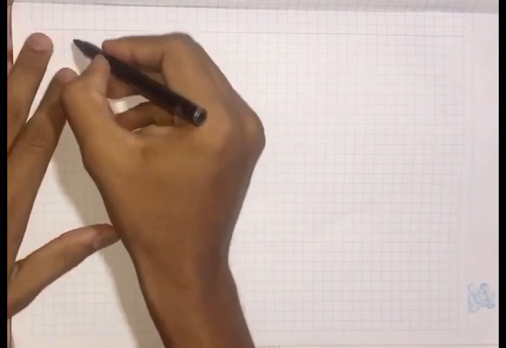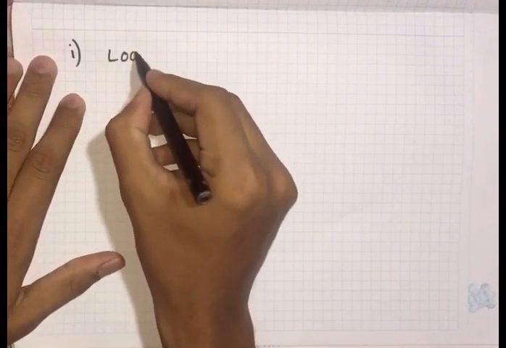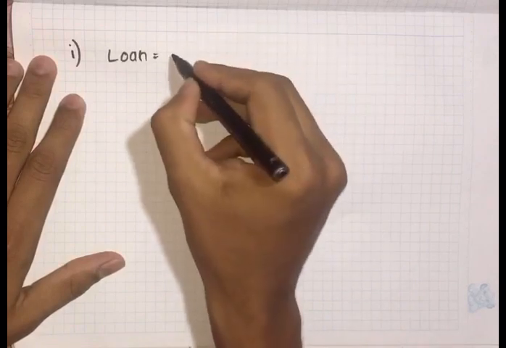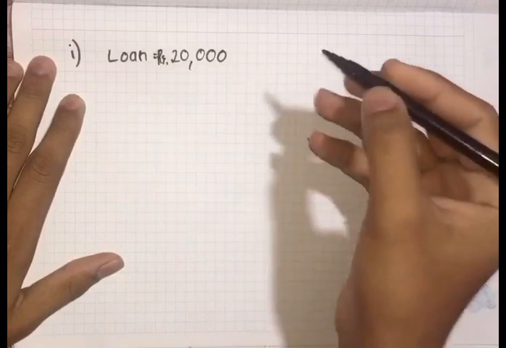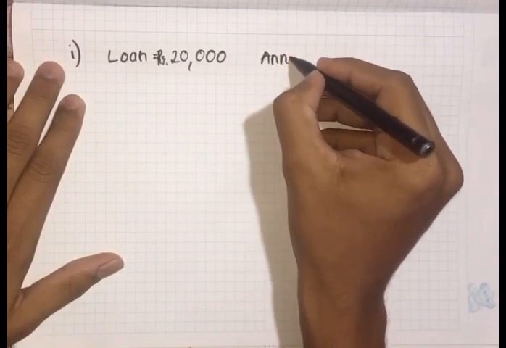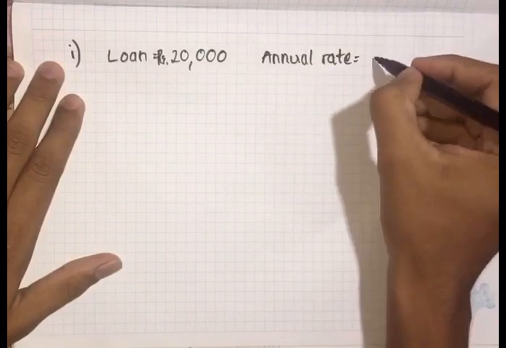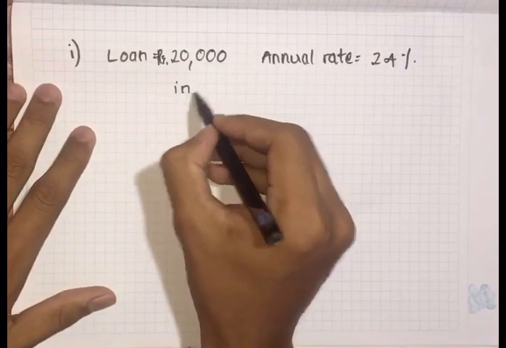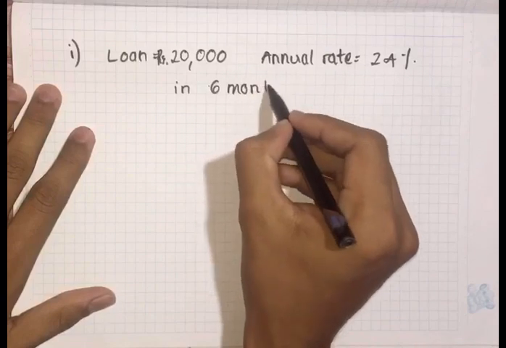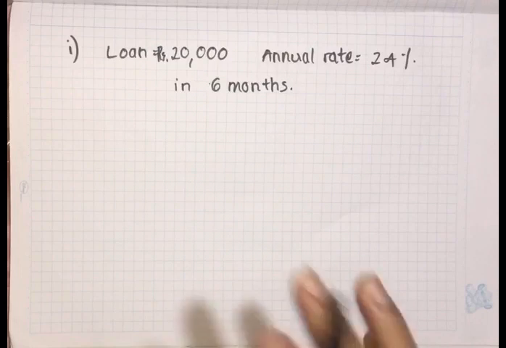Say, for an example, you take a loan of 20,000 from the bank. Okay, and their annual rate, normally they mention an annual rate, that is, we'll say 24%. Say you are going to pay this loan in 6 months. Now say you have to find what is the total interest you have to pay after 6 months.